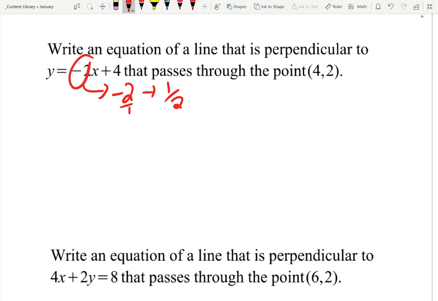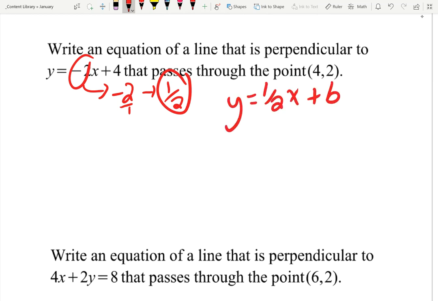The opposite reciprocal makes that negative a positive and flips the fraction upside down, making the 1 on top and 2 on bottom. So therefore, I have a +1/2. This will be the slope of my line. So my line will be y equals 1/2 x.